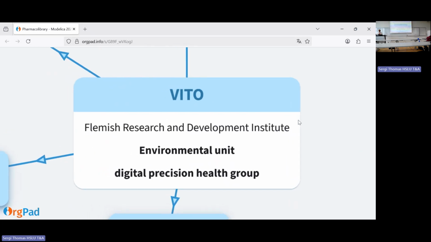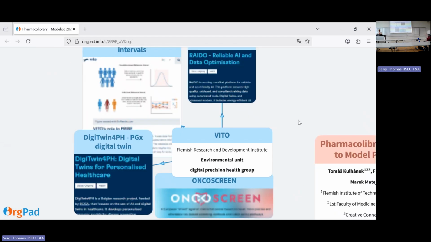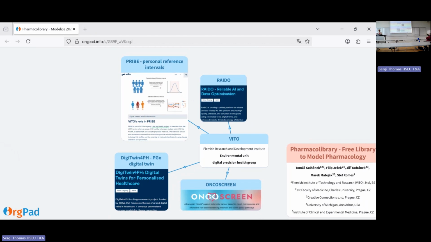So in Vito, I'm in an environmental unit, and we are a small group focusing on digital precision health. And we have several projects. Some of them are focusing on using fancy technologies like artificial intelligence. Another one is focusing on precision medicine. And my colleagues are mainly working with data.